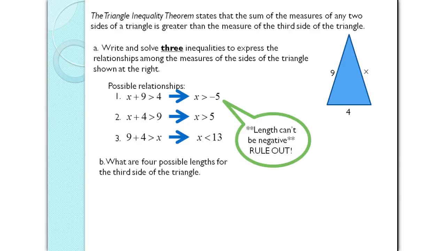So part B says, what are 4 possible lengths for the third side of the triangle? Well, here are our possible relationships. Remember, we ruled out possibility 1 because it was negative. So we're looking at 2 and 3. If x is greater than 5, any number greater than 5 would work, but it also has to be less than 13. So some values that fall between 5 and 13, we could say 6, 8, 9, 11. There are other possibilities as well. Those are not the only possibilities, but they would need to fall between 5 and 13. That's the key there. Greater than 5, but less than 13.